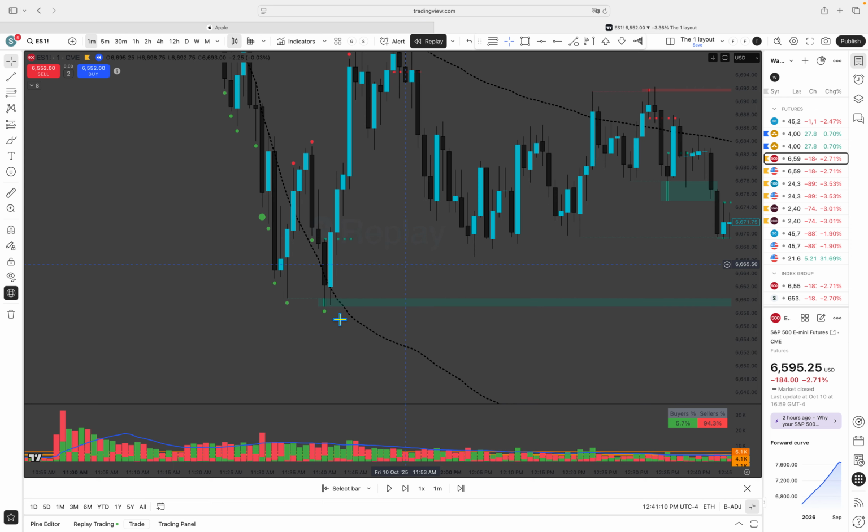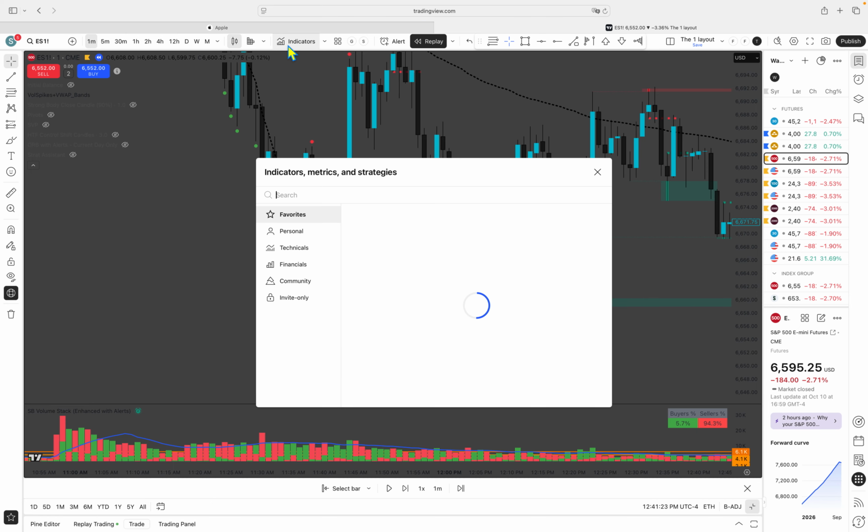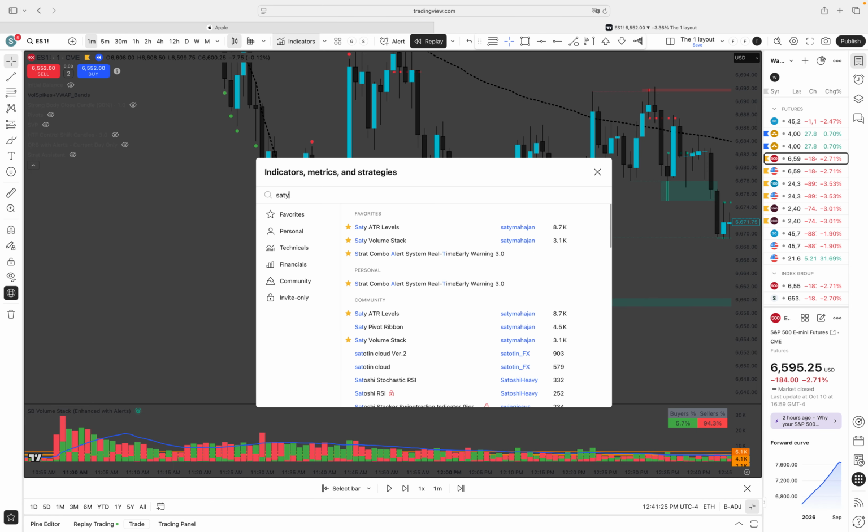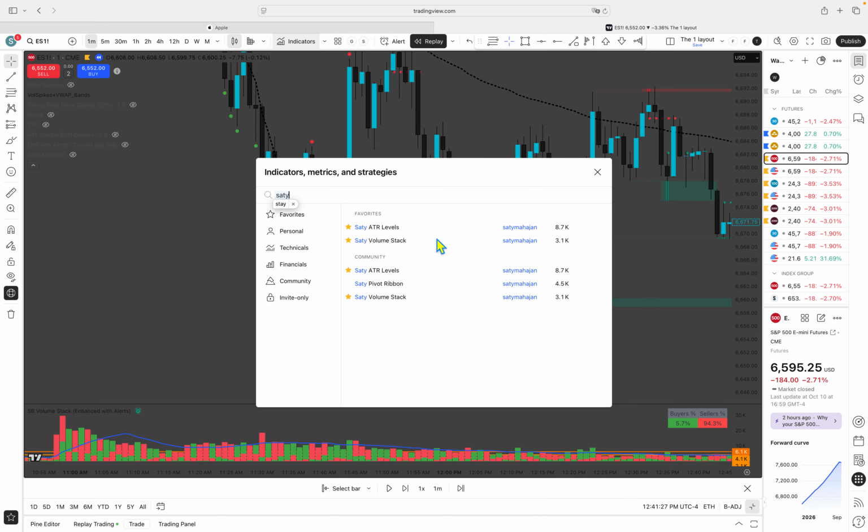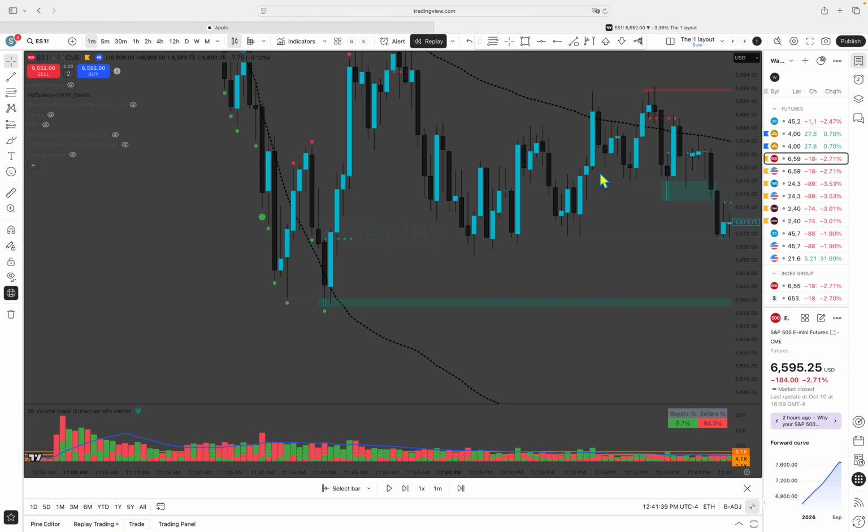The indicator that you can use for the volume is one that I added to myself, but they actually did block this on TradingView. But you can go to indicators and type in Salty Volume Stack, and that is the right indicator to use. I did make some enhancements to this one myself, just a couple of alerts and everything else, but it's really not needed. Okay, so let's get down to everything.